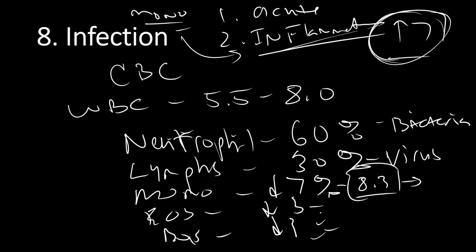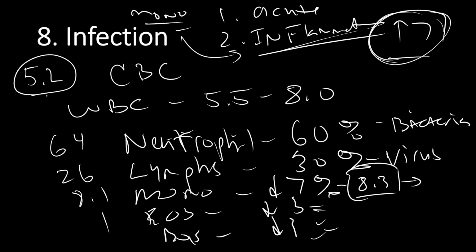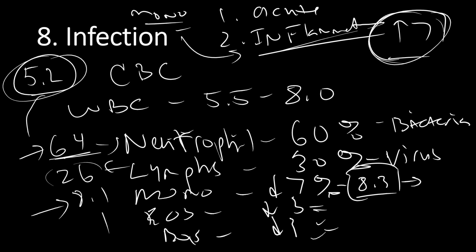Eosinophils are their own deal. Basophils are their own deal. I'm going to talk about those once I erase this, but I just wanted to get the example. So somebody comes in, they have a neutrophil of 64 and a lymphocyte of 26, okay? And then the monocytes sitting at 8.1, and these make up the rest, all right? So I see that distribution right there, and I have a white blood cell count of 5.2. I'm going to think this person has a chronic infection because of the 5.2, but also because of that monocyte right there. And I'm going to lean towards a bacteria because we have more neutrophils than lymphocytes. It's probably not going to be a virus. It's more likely going to be bacterial.